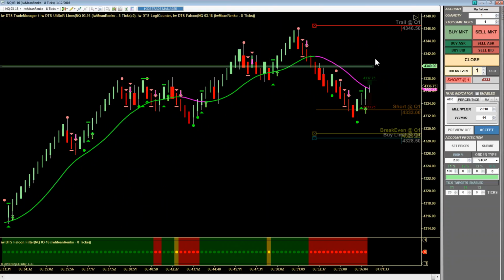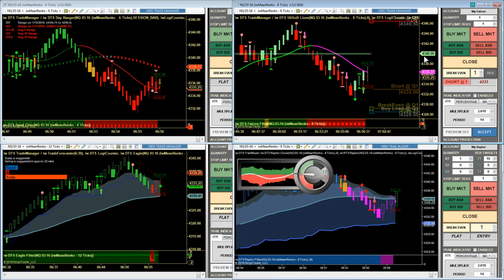Okay, so here come the buyers, and we'll see whether or not they can actually recover the market, or if we're going to get that test to the extreme and a better opportunity to sell. You can see here now our first micro macro cross signal. Look at the support that we're getting right here on the hard edge. Same thing here on the Raptor.